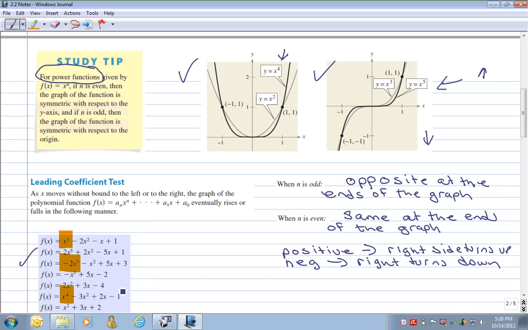And it's positive, so it's going to go up on the right. So we know it's going to go up on the right, and because it's even, it will also go up on the left. So let's take a look at this. As x values approach positive infinity, our y values are approaching positive infinity. As our x values approach negative infinity, our y values are approaching positive infinity.